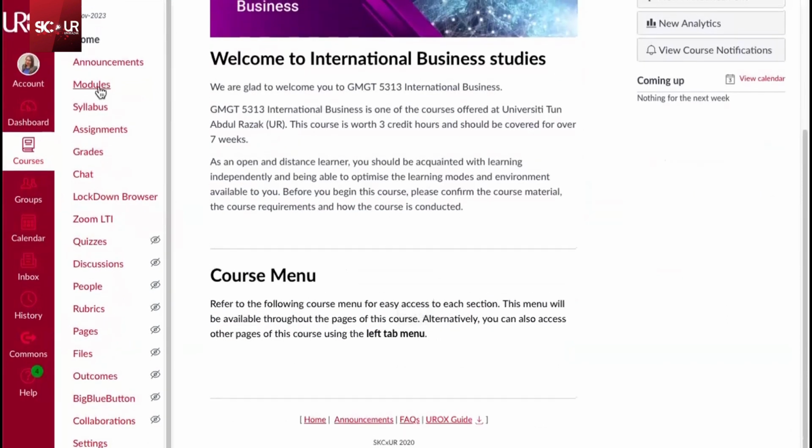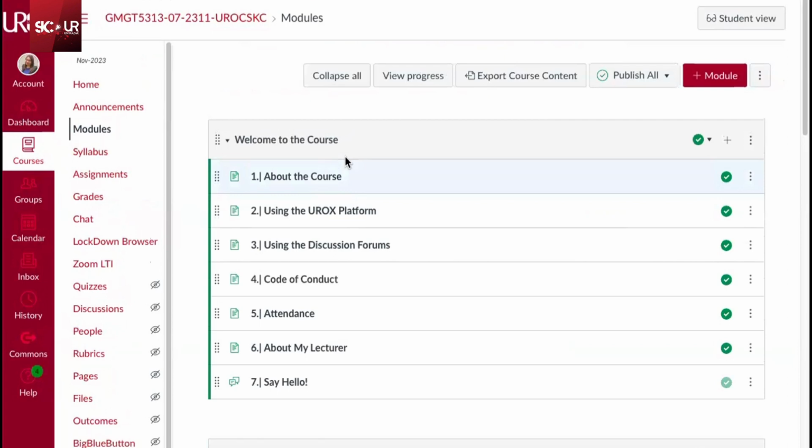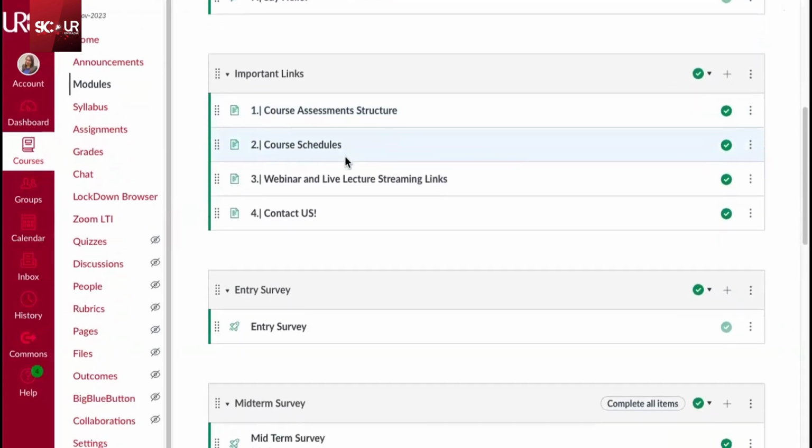This is one of the courses offered in Unirazak. As you can see here, in the modules, it's all the same. You can find out more about the course, and you can see the structure and so on. For this course, we are going to use Coursera as well.